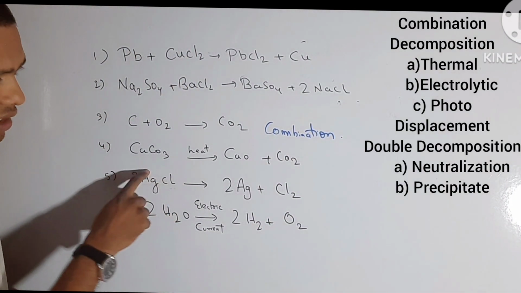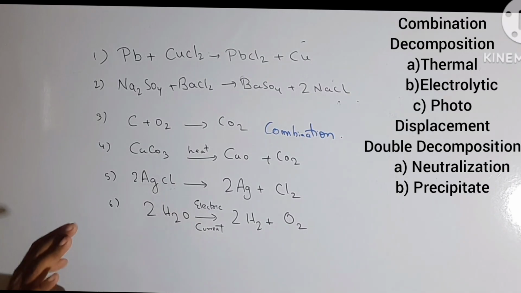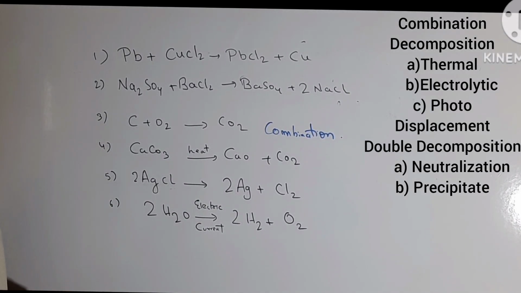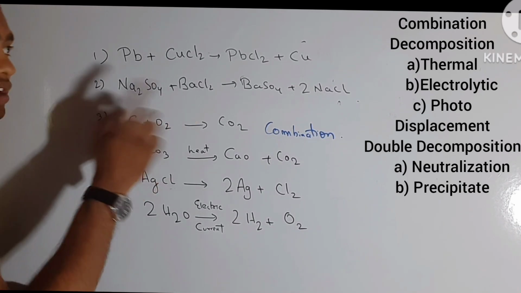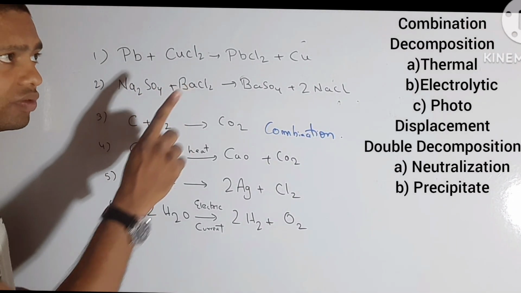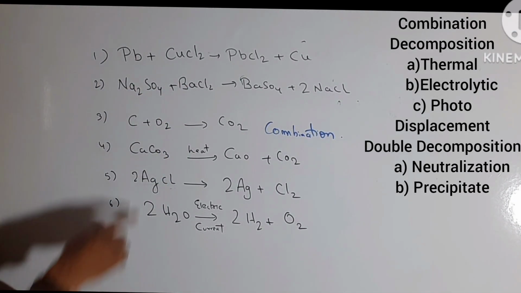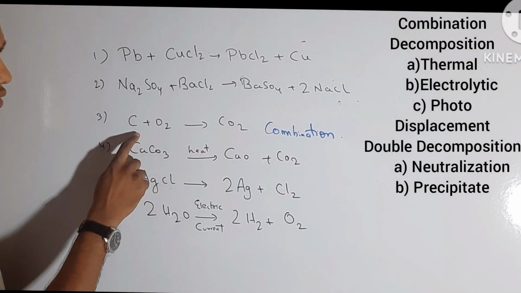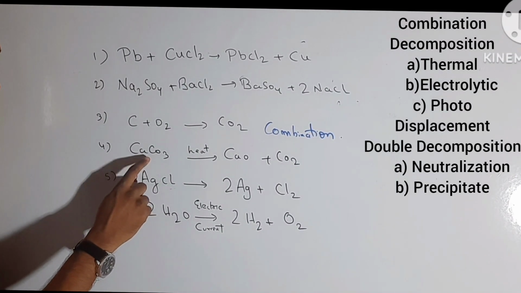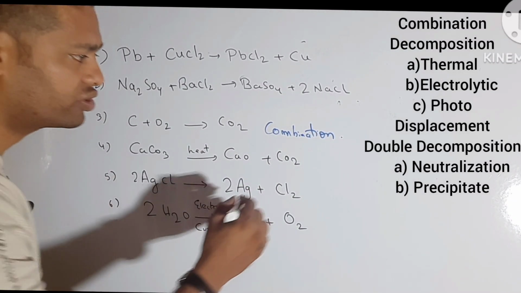Next one. Anywhere else, two? No, it's not. So it's done. Now after combination we have decomposition. Decomposition means if you see the left hand side, the reactant side should have only one reactant. Let's see, two reactants, one reactant. One reactant, two products. This is a decomposition reaction.